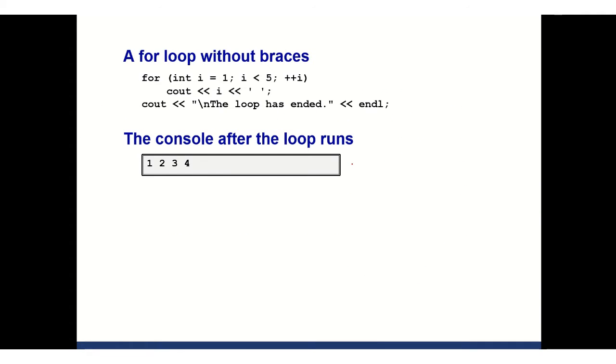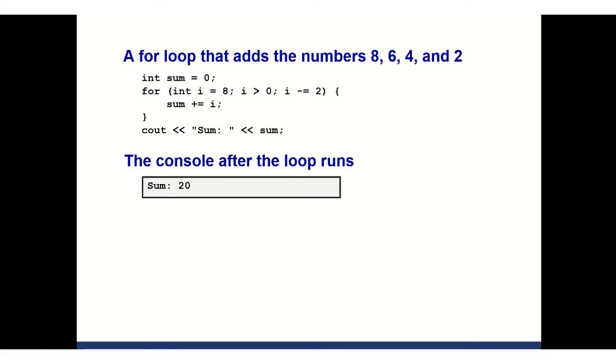Now we talked about the loop without the braces. I told you to avoid writing any loop without the braces. Now you can have another example, a for loop that adds several numbers, let us say numbers 8, 6, 4, and 2. So in that case, it's not an increment operator anymore, rather it will be a decrement operator. But the decrement is not like i minus minus, because you have a step of 2. See here?